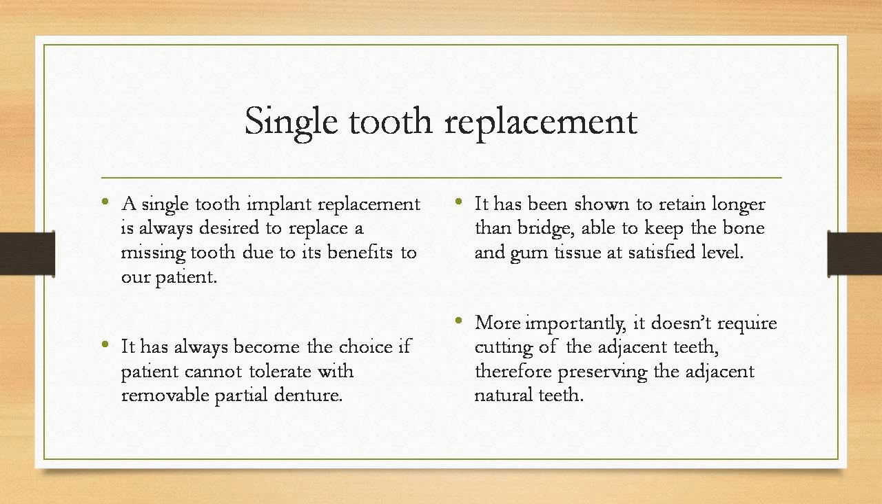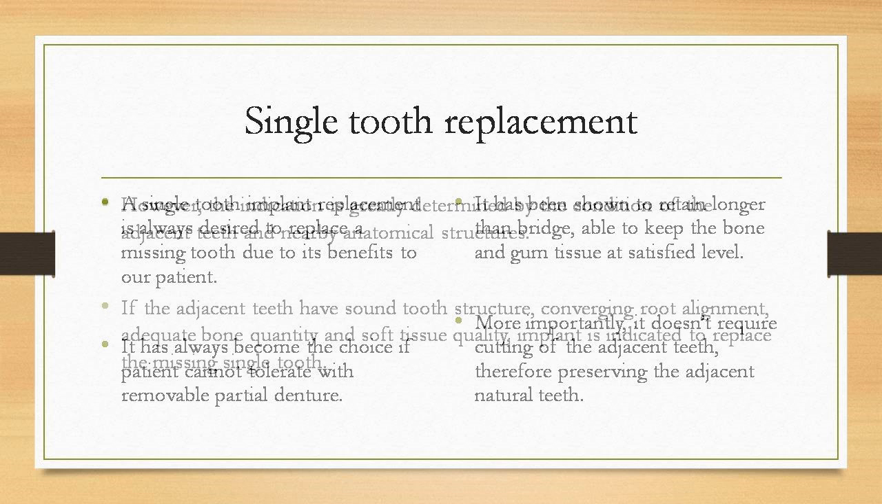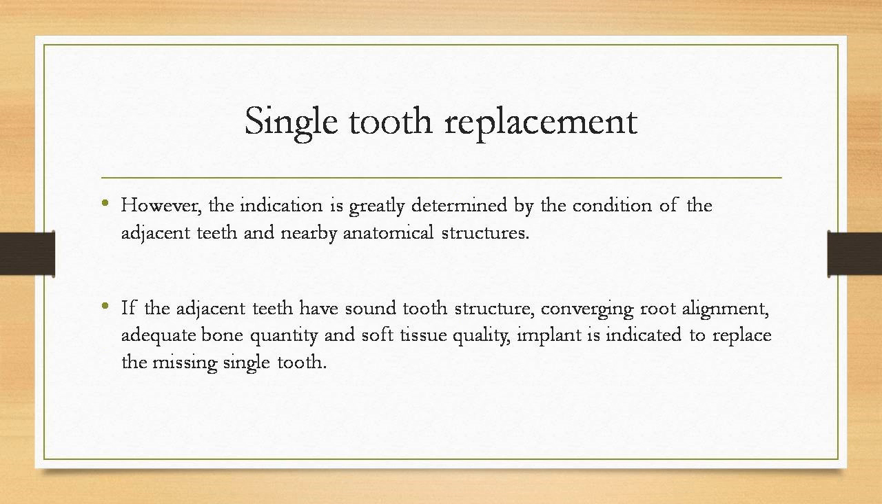It has been shown to last longer than a bridge, able to keep the bone and gum tissue at a satisfactory level. More importantly, it doesn't require cutting of the adjacent teeth, therefore preserving the adjacent natural teeth. The decisive aspects whether a single tooth implant is indicated or a fixed dental prosthesis is preferable are related to the condition of the adjacent teeth and the neighboring anatomic structures.